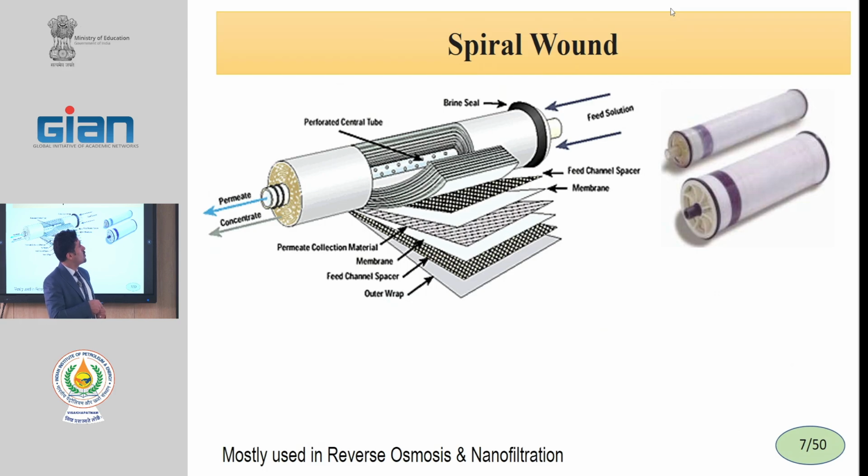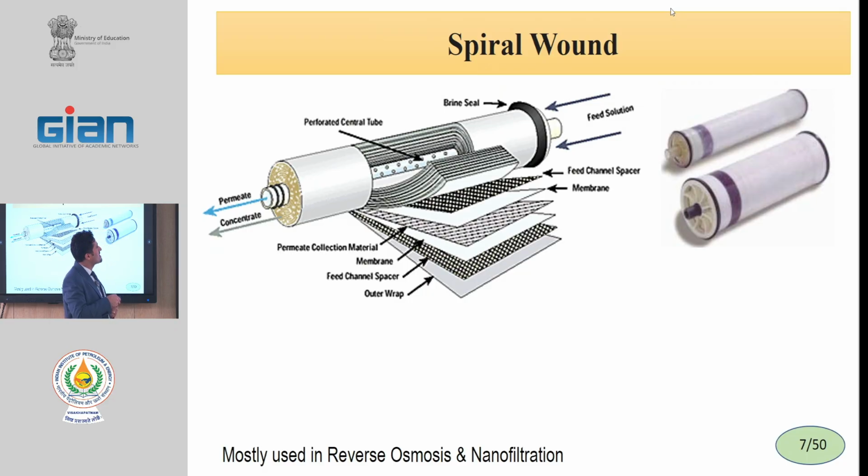And for producing this spiral wound, we use flat sheet membrane. By winding flat sheet membranes around a central tube, we change the flat sheet to a tubular module. Okay, these are spiral modules with different diameters. Usually 8 inch, this is 8 inch, this is 4 inch. With increasing diameter of the modules, the area of the membrane increases.